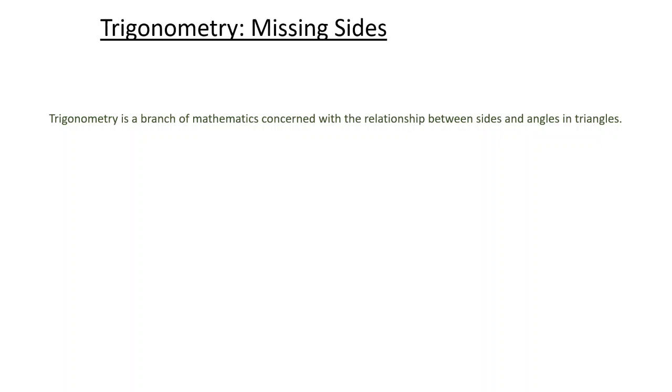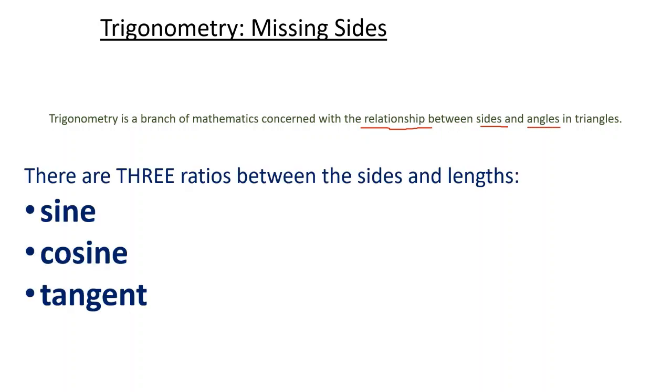trigonometry is a bit of math that's to do with the relationship between sides and angles in triangles. That's all you need to know for now. And then this is super important. There are 3 ratios between the sides and the length, and those are the sine ratio, the cosine ratio, and the tangent ratio. Now, normally you'll refer to them by their shortened versions. So instead of sine, you might say sin. Instead of cosine, you might say cos. Instead of the tangent ratio, you say tan. So we have sin, cos, and tan.